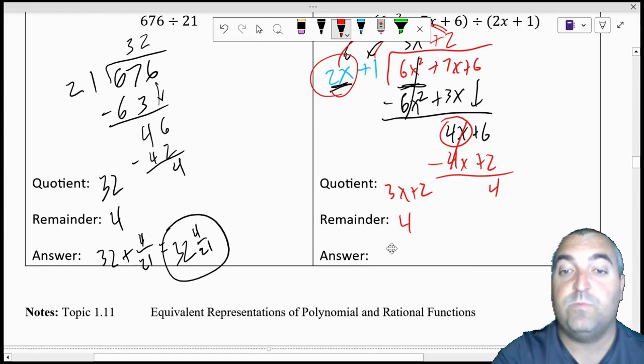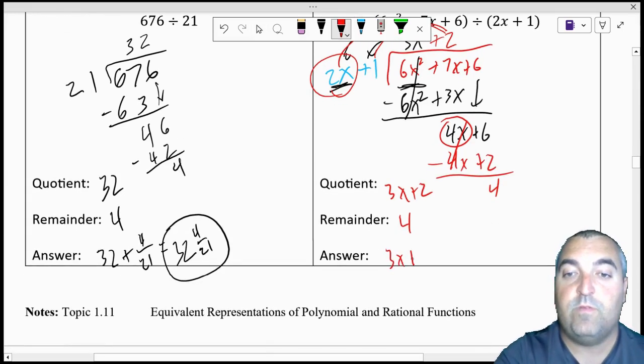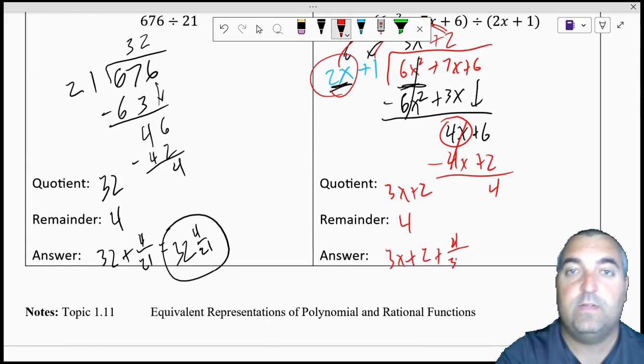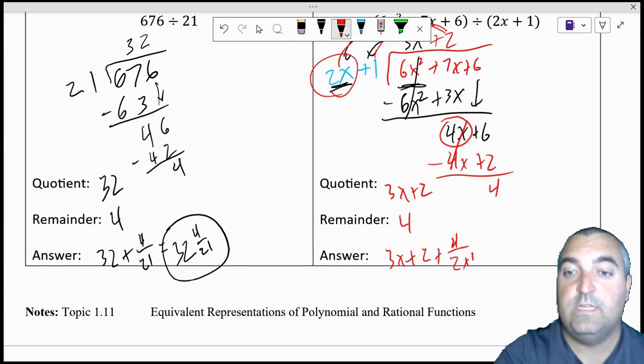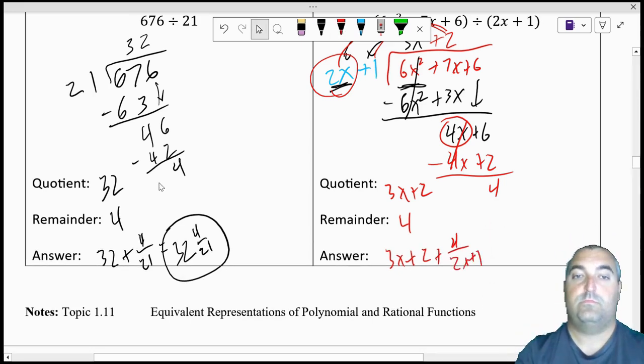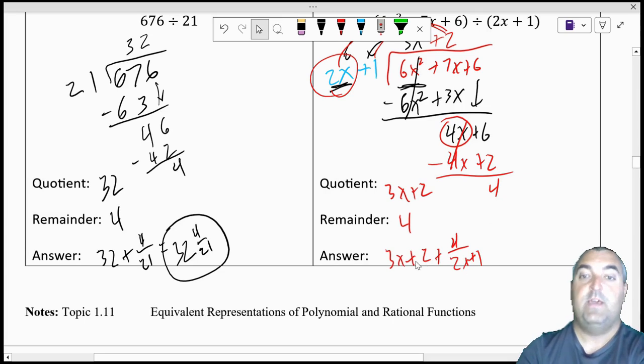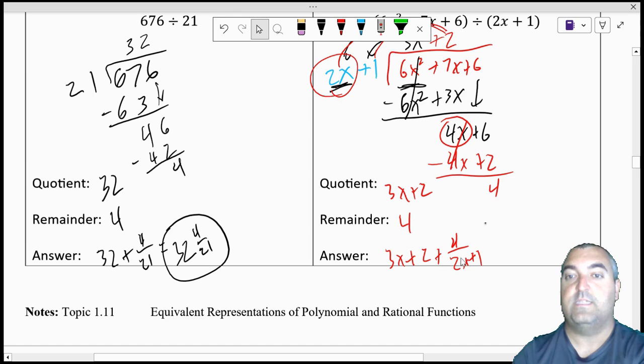So if they just wanted the division, we would write our answer like this. Oh, not a 3, that's a 2. Just like we did for the numeric long division, polynomial long division is the exact same, except we can't simplify any of this because none of these things have like terms.